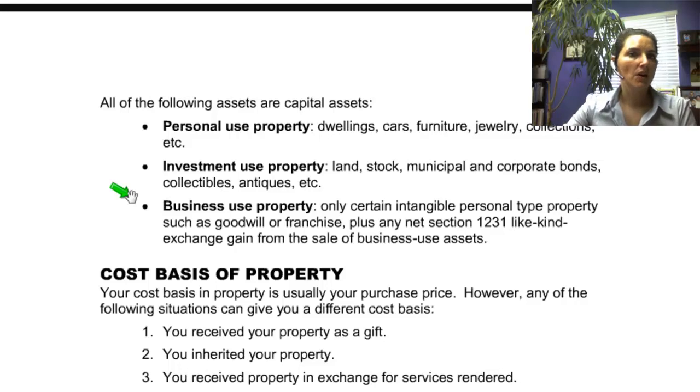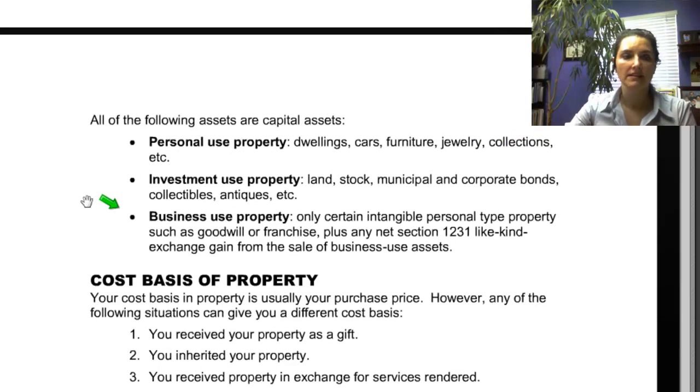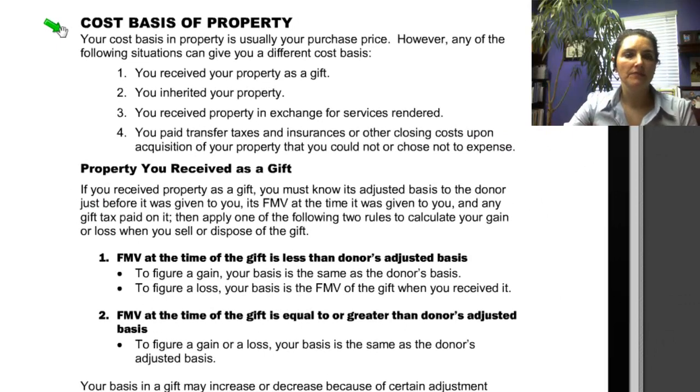So we've identified what is and is not a capital asset. Now we're going to talk about what makes up the cost or basis in an asset. Cost basis of property. Your cost basis in property is usually your purchase price. However, any of the following situations can give you a different cost basis. You received your property as a gift, or you inherited your property, or you received property in exchange for services rendered, or you paid transfer taxes and insurances or other closing costs upon acquisition of your property that you could not or chose not to expense.